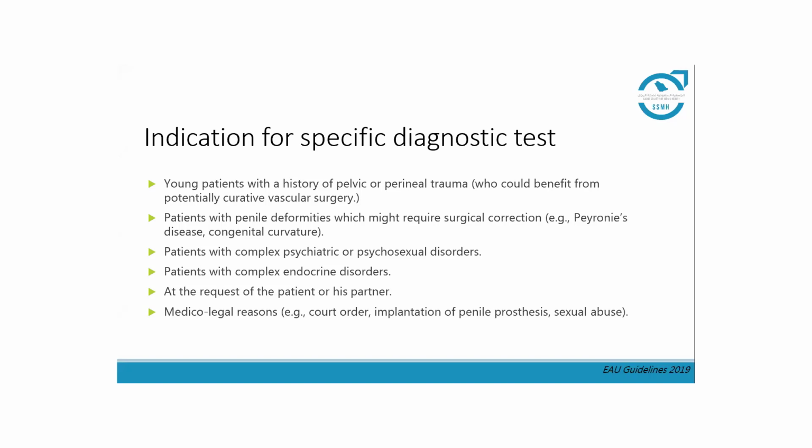Who are those patients? Young patients with a history of pelvic or perineal trauma that may benefit from revascularization surgery, patients with penile deformities that may need surgery to correct the deformity, or patients with complex psychiatric or psychosexual disorders that will need an evaluation by a psychiatrist. Also patients who have complex endocrine disorders like hyperprolactinemia or hypogonadotropic hypogonadism will need a replacement of other hormones. Or some patients will ask or request these tests, which they may not need.